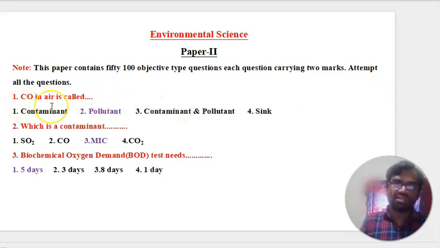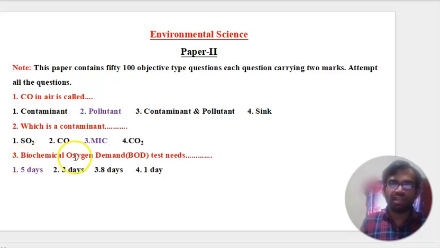The first question: carbon monoxide in air is called a contaminant, pollutant, or pollutant and sink? Carbon monoxide is one of the pollutants in air, so the correct answer is pollutant. And the second one, which is the contaminant? Sulfur dioxide, carbon monoxide, methyl isocyanide, or carbon dioxide. Methyl isocyanide is one of the contaminants for this pollution.